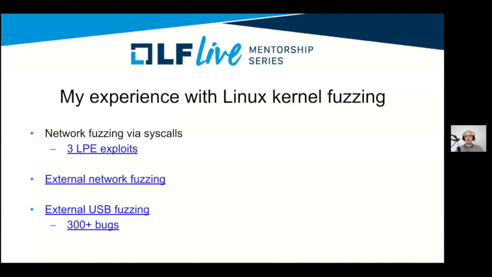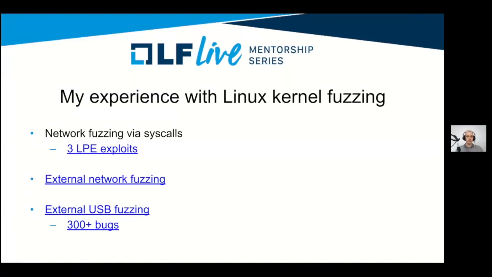My experience with kernel fuzzing in particular, I like to split into three parts. The first one was about fuzzing the network subsystem via syscalls. We found a few hundred bugs, and I even wrote three local privilege escalation exploits for three of them.